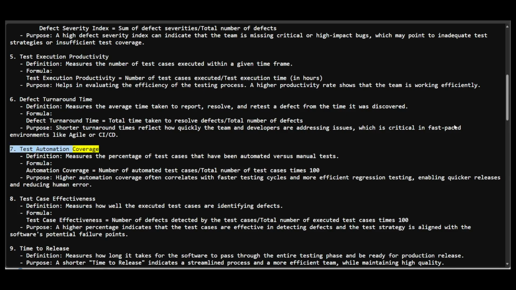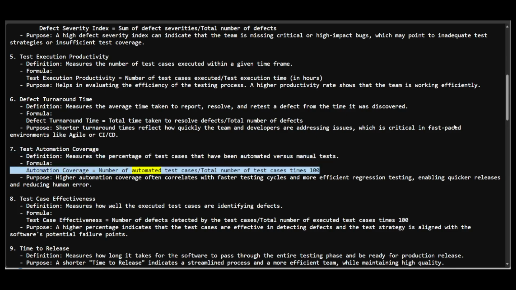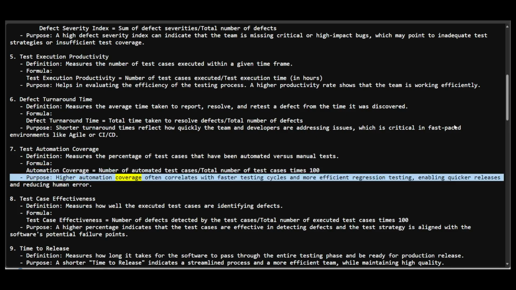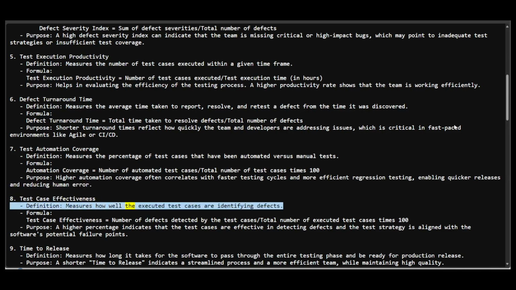7. Test automation coverage. Definition: measures the percentage of test cases that have been automated versus manual tests. Formula: automation coverage equals number of automated test cases / total number of test cases times 100. Purpose: higher automation coverage often correlates with faster testing cycles and more efficient regression testing, enabling quicker releases and reducing human error.